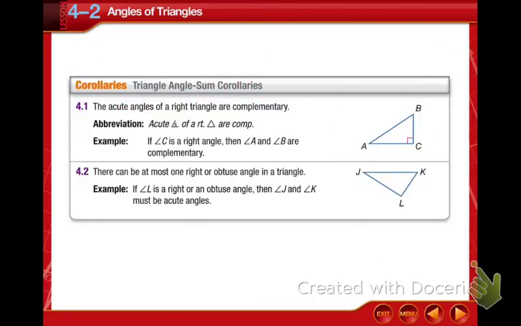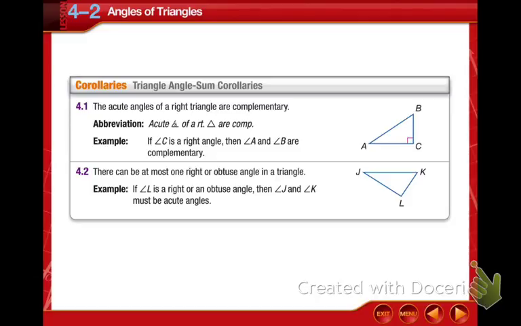Okay, triangle angle sum corollaries. I didn't make you write these down during the notes because they're kind of common knowledge. They're pretty commonsensical. So if you read them, you should be able to figure that out, and it makes sense. The acute angles of a right triangle are complementary. Remember, as long as you know your vocab words, these are common sense. Complementary means that 2 angles add to be 90.